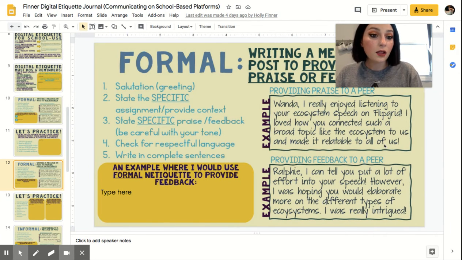Great. I love the bottom example below it. I think that's a perfect way to give constructive criticism. You're not going to have something positive to say all the time, and you might want to help out your classmates and give them something to work on. But here's how to state it in an appropriate way.